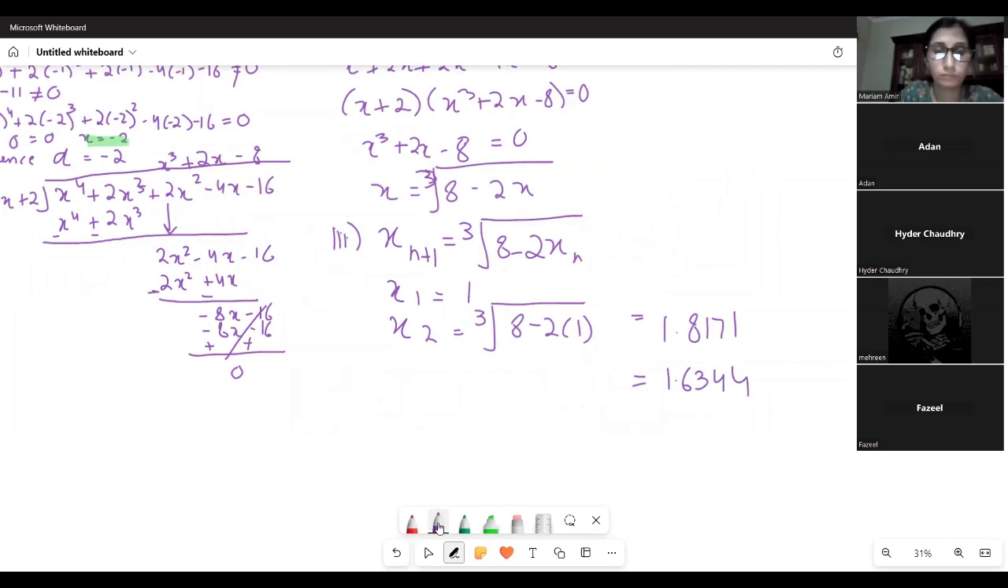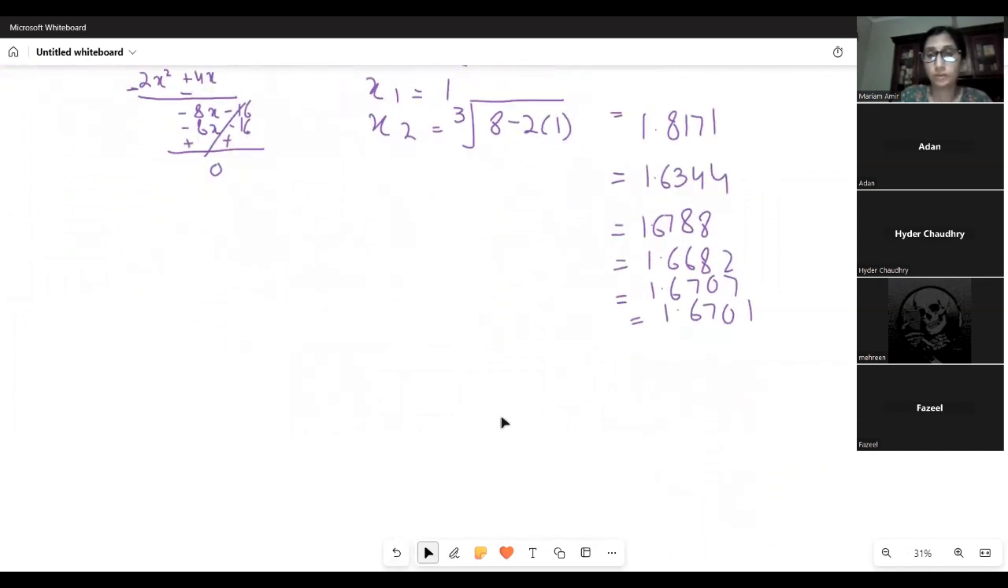Oops. Wait, I messed up. 1 equals to, and then cube root of 8 minus 2 times answer. Okay. So the third iteration result is 1.6788, then 1.6682, then 1.6707, then 1.6701, then 1.6703. You've shown a couple of iterations.